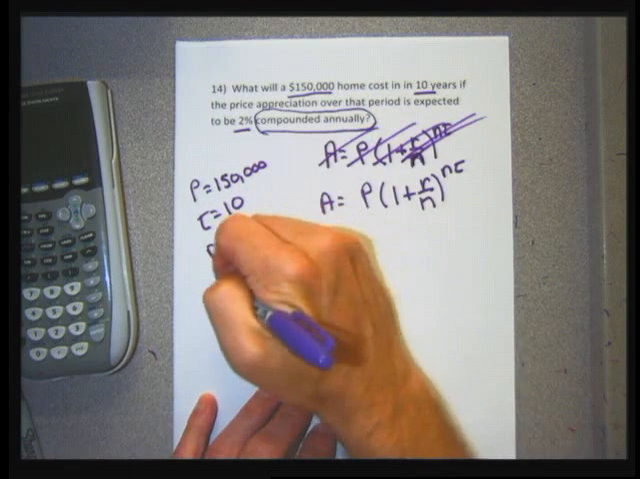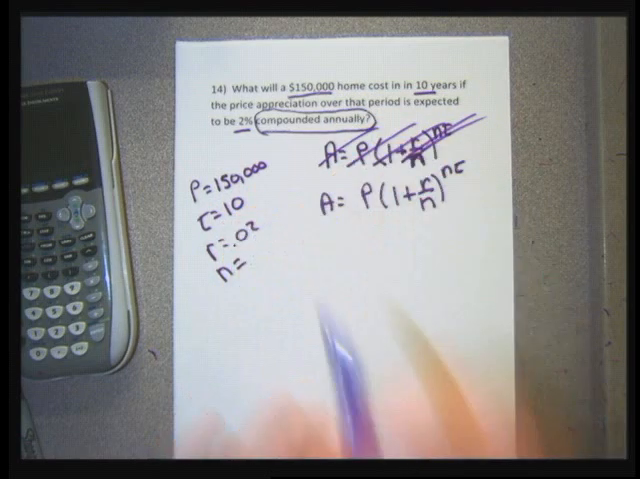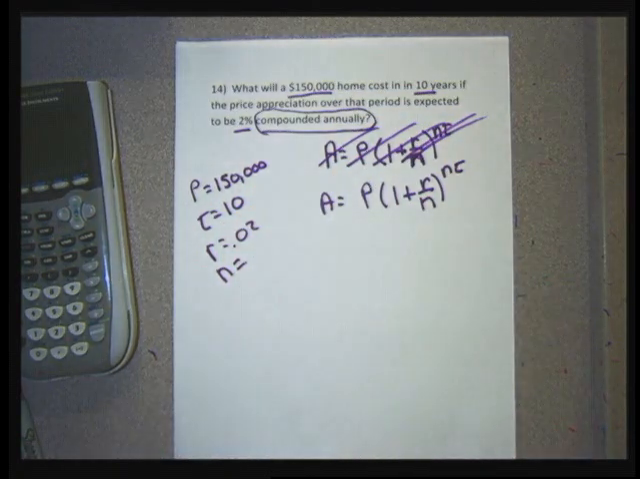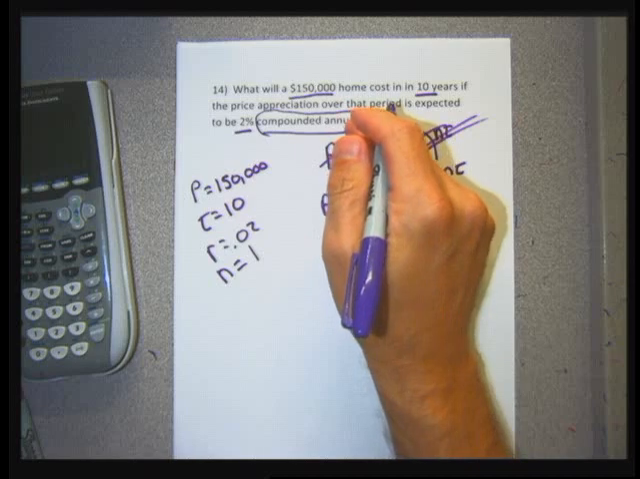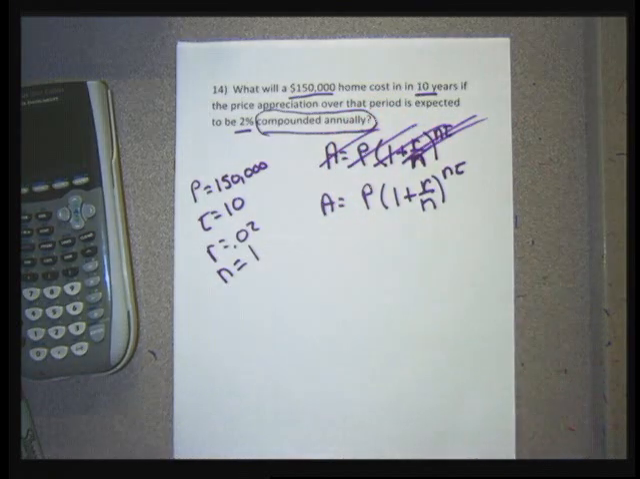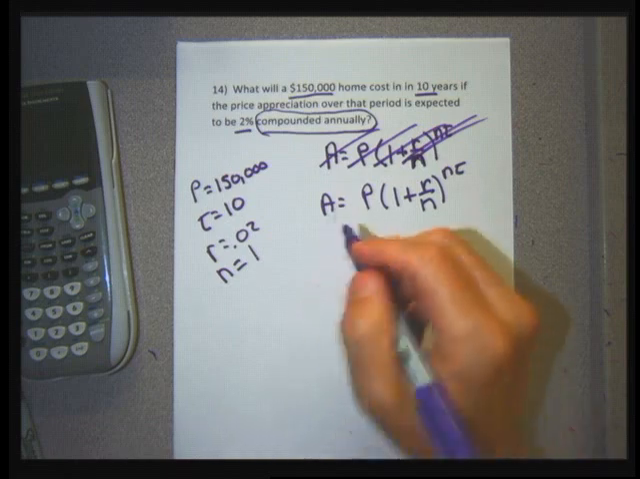And then the word after compounded tells me what N should be. And annually is the word that means 1. If it said monthly, it would have been 12. If it said quarterly, it would have been 4. But annually means that you get interest once per year. I'm just going to take those amounts and plug them into the formula.